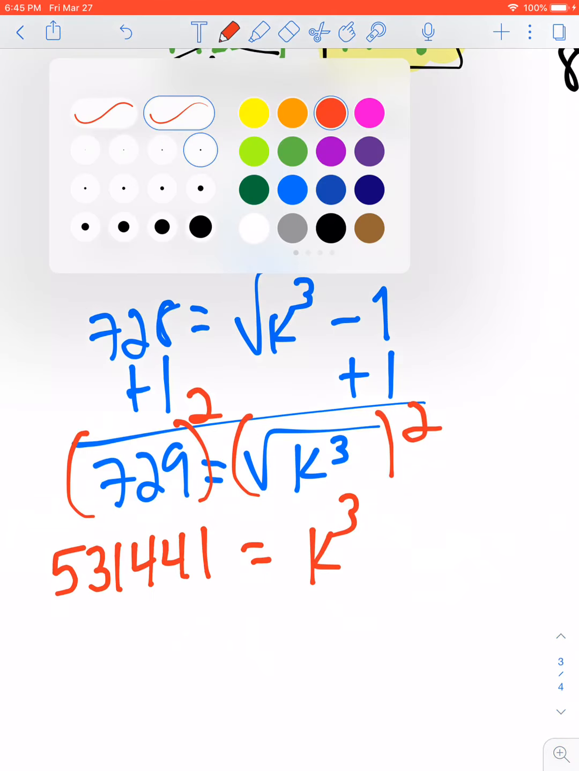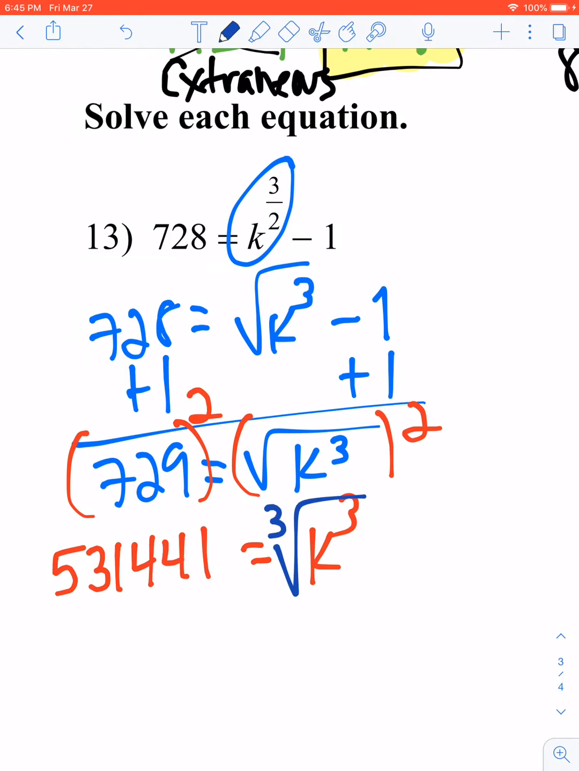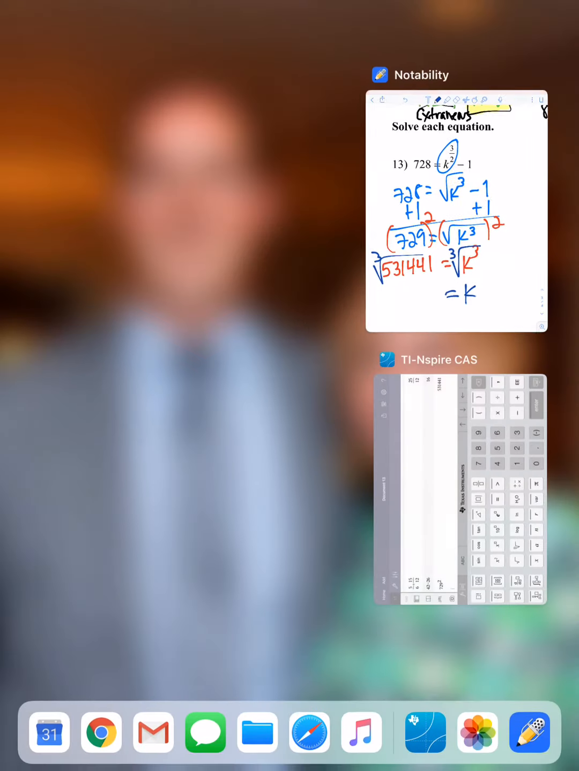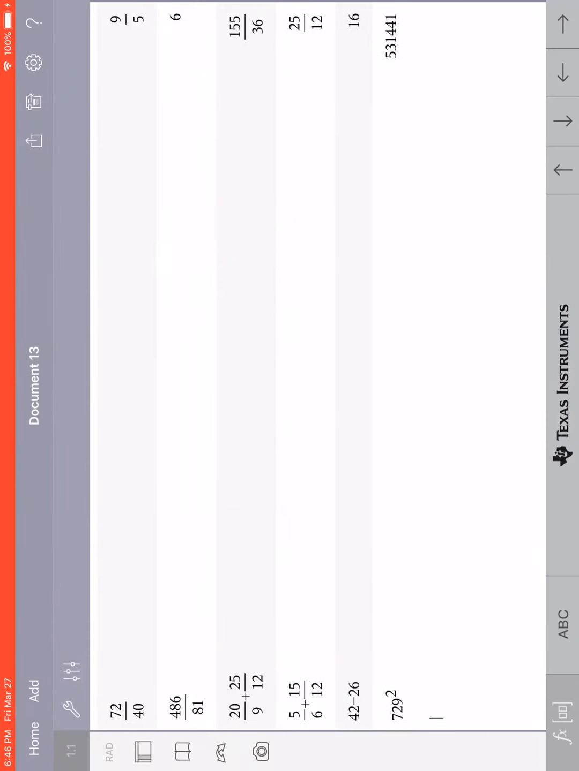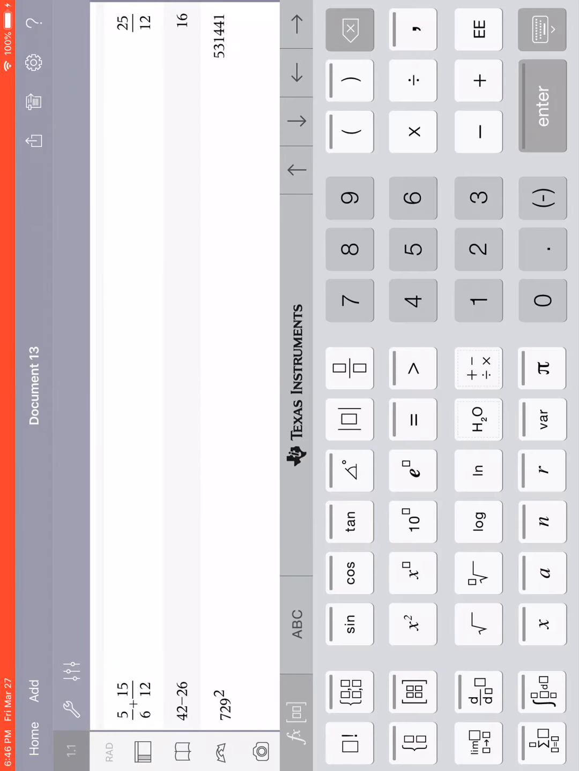In the next step, I'm going to cube root both sides in order to get rid of that. So when I take the cube root of 531,441, we get 81 as a final answer.